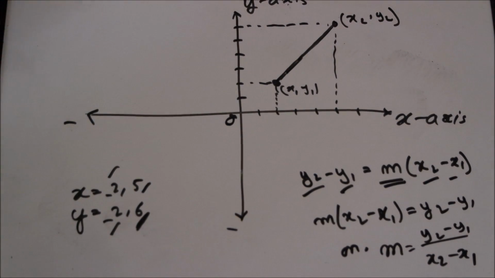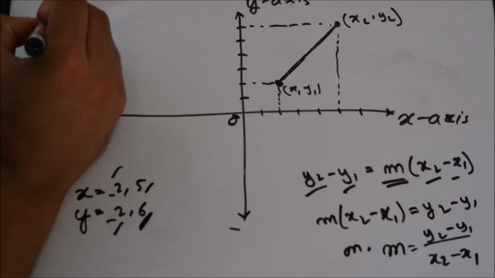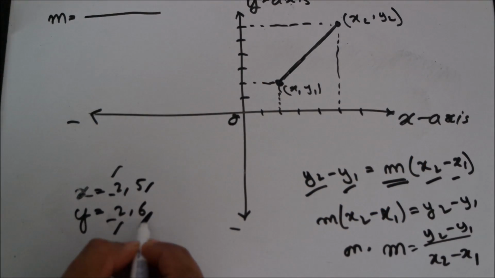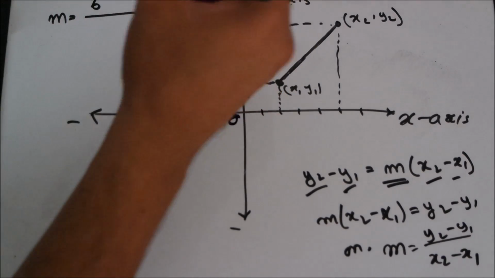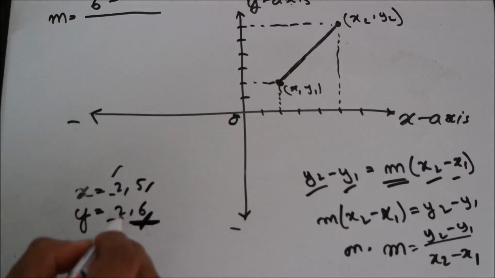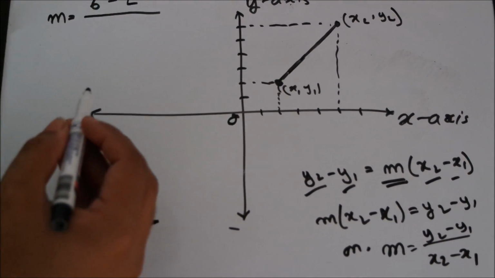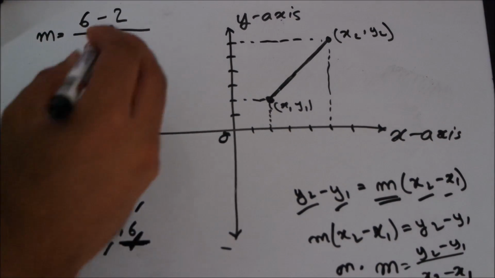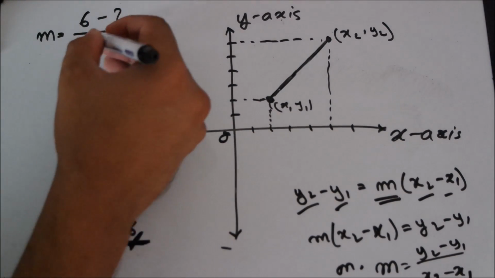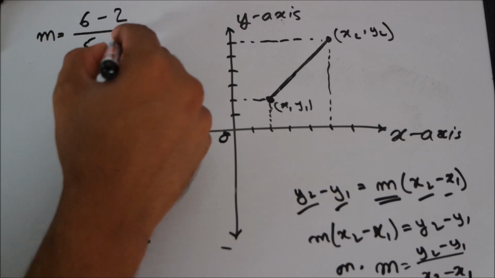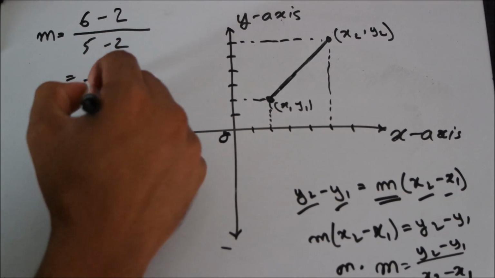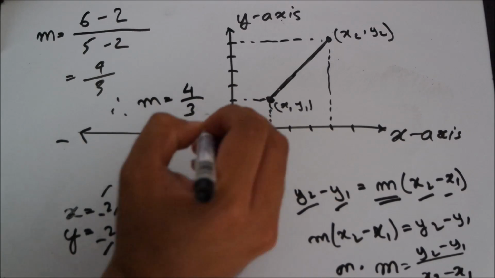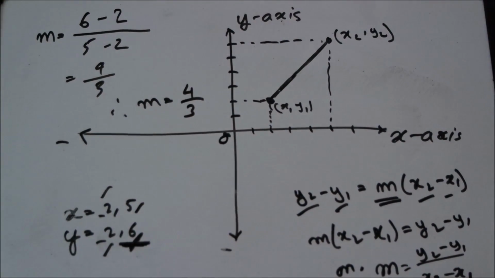Okay, so let's see what happens when you calculate it. To find m, we need y2 minus y1. y2 is 6, that is the second number of y. 6 minus y1, which was 2. I'm sorry if you cannot see this, if it's not in the camera. Yeah, so by x2 minus x1, which is 5 minus 2, equal to 4 by 3. Therefore your gradient is m equals 4 by 3. That's the answer that you were asked for.